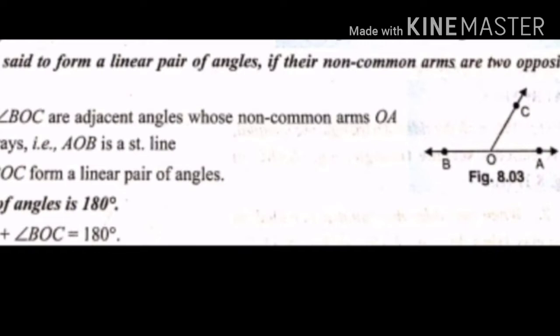Okay, so always students, when you take a linear pair of angles, here you can see AOC and BOC, two angles, their sum is always 180°. You have to remember all this concept, that the sum of a linear pair of angles is always 180°.